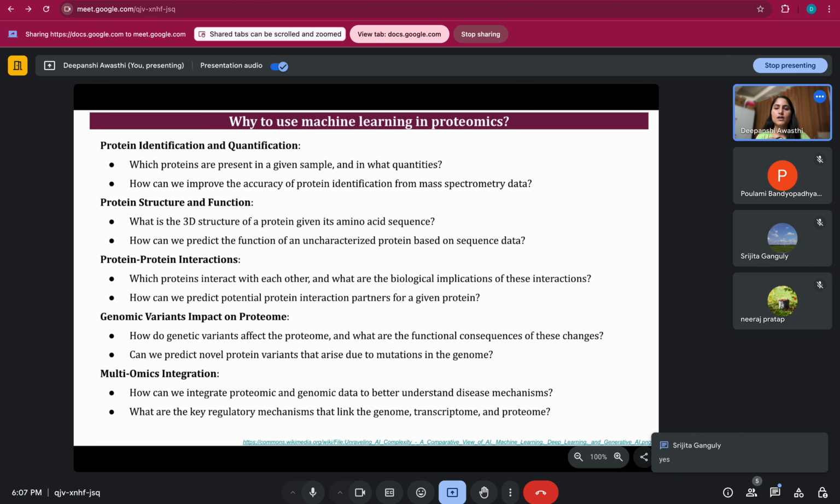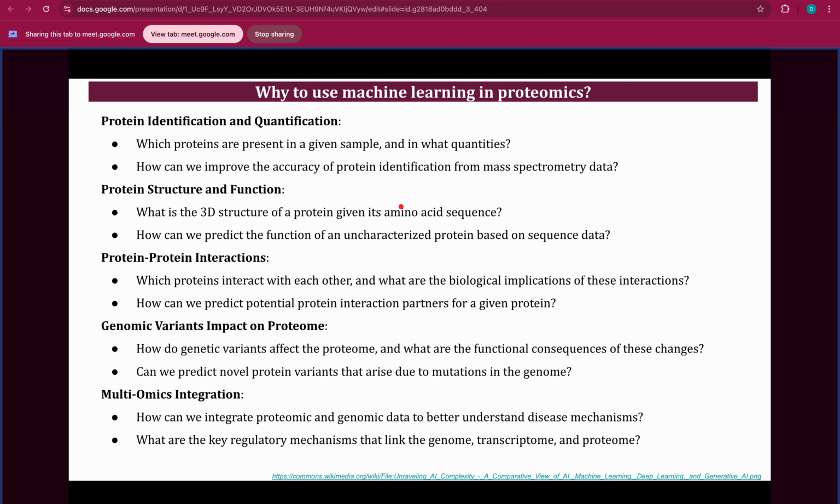Okay, thank you. Now another thing we must understand is why we are using machine learning in proteomics, because till now you might have seen multiple examples of machine learning with respect to day-to-day life uses, but in proteomics, why do we use it? We can use it for protein identification and its quantification. We can check, if we have a sample, which proteins are present in the sample and in what quantities.